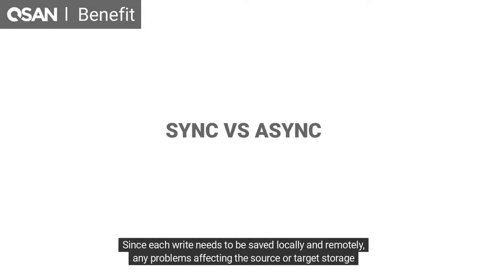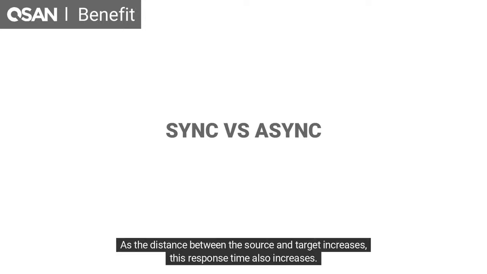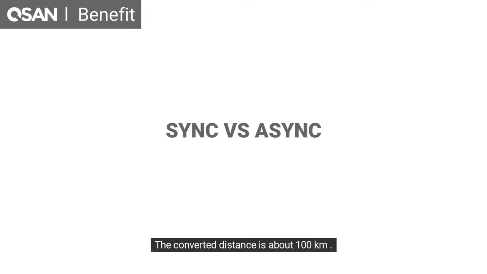In a synchronous replication solution, there are also trade-offs. Since each write needs to be saved locally and remotely, any problems affecting the source or target storage or the replication link between these two will affect the application in terms of latency and availability. As the distance between the source and target increases, this response time also increases. It is recommended to ensure that the link delay between the source and target is less than 10 ms. The converted distance is about 100 kilometers.